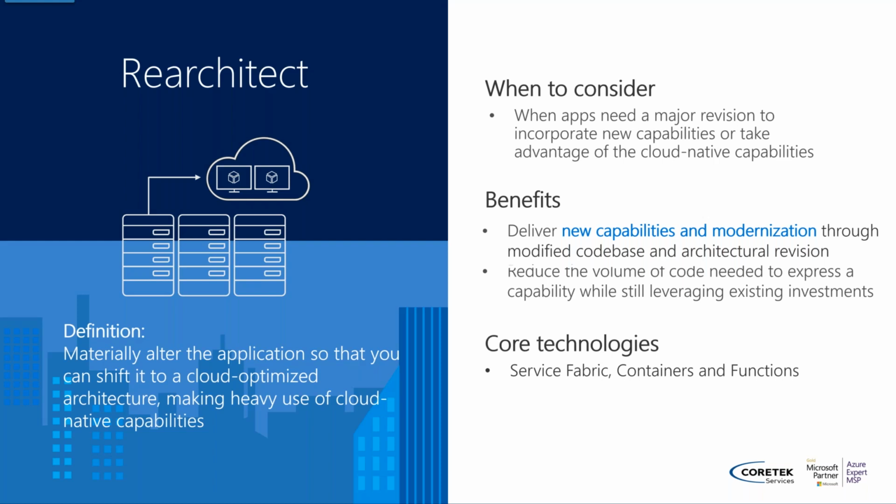Sometimes you might want to select this when your application is due for a major revision. You need to incorporate a lot of new capabilities, or you need it to work more effectively on a cloud platform. You want to take advantage of the existing application investments still. You don't want to throw it all away. You need scalability in a cost-effective way, and you don't want as many virtual machines out there. Good reasons here too. This delivers a lot of new capabilities, and reduces the volume of code needed to express a capability while still leveraging existing investments.